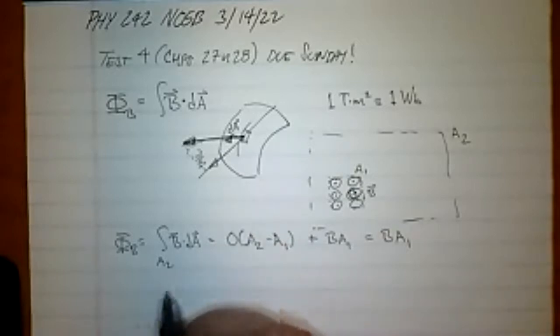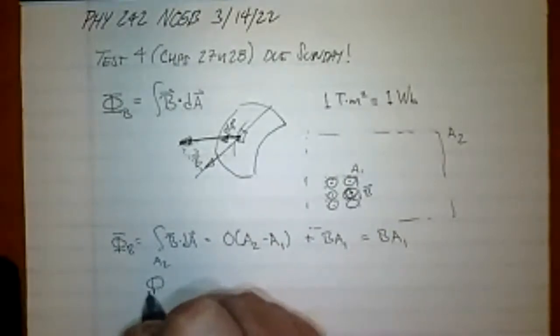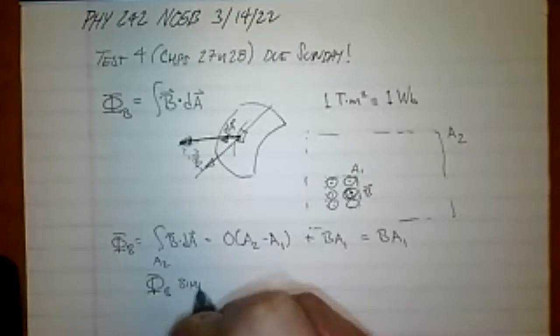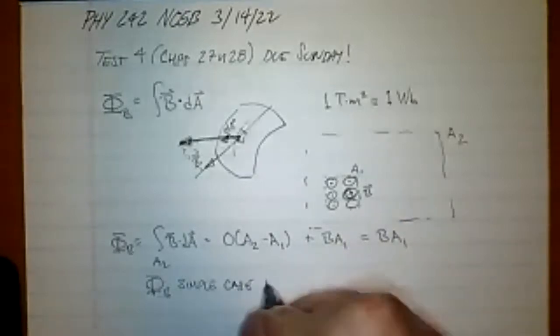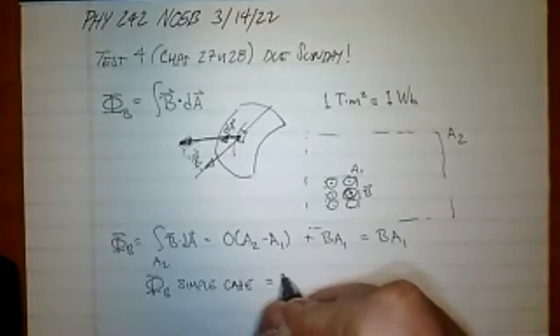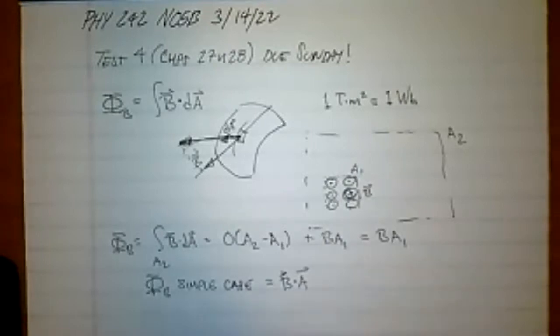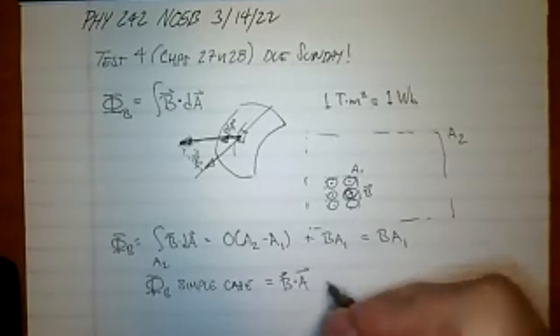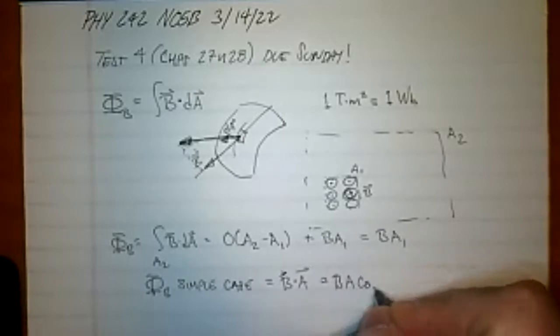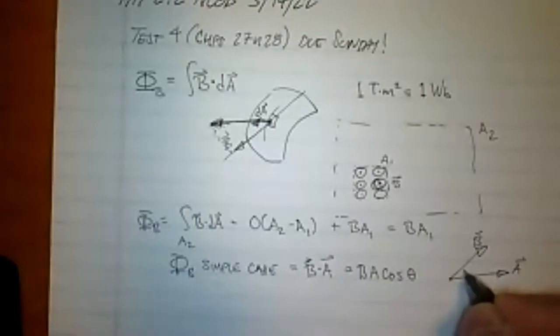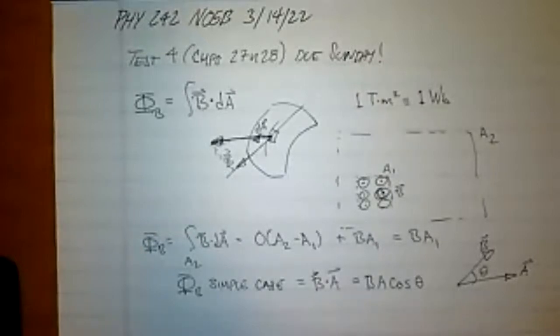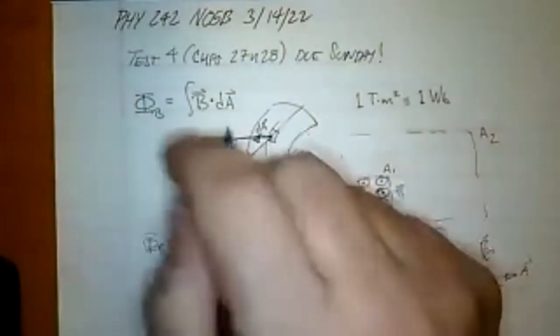So you can see, of course, in simple cases, for instance, if the magnetic field is uniform, it could just be B dot A, which we recognize as B times A times the cosine of the angle between them, where B is like that, A is like that, and theta is the small angle between them. Okay, so that's the simplified version, because you don't actually have to integrate.